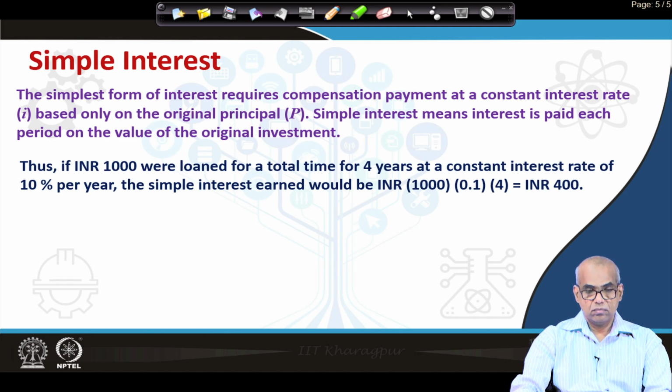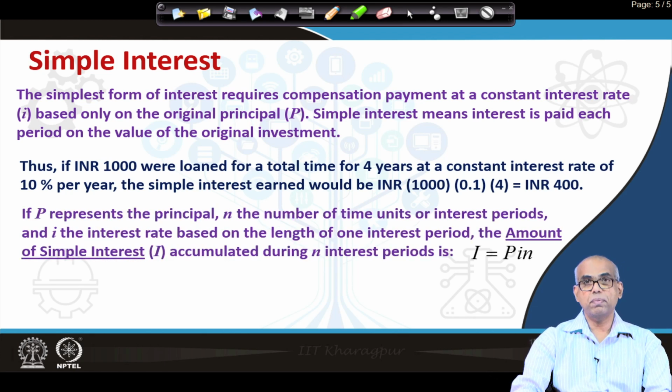Imagine 1000 rupees were loaned for a total period of 4 years at a constant interest rate of 10% per year. So, what will be the amount of simple interest earned? It will be the principal multiplied by rate of interest multiplied by time.